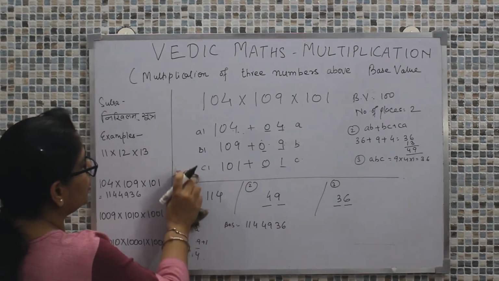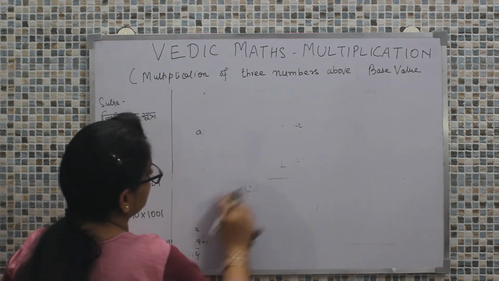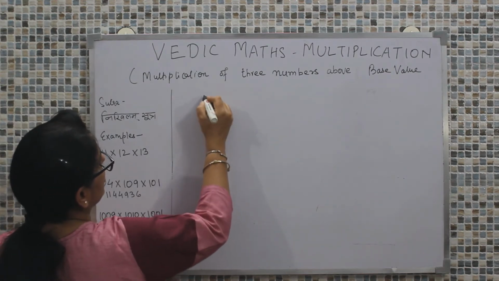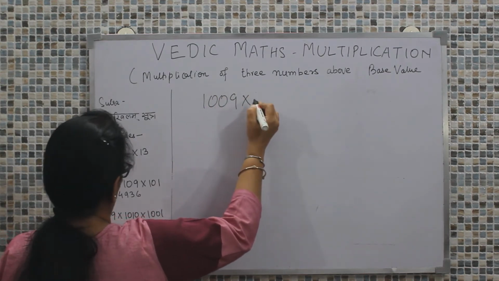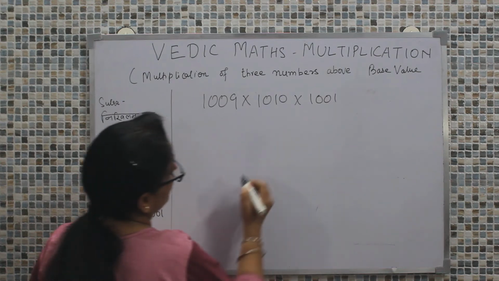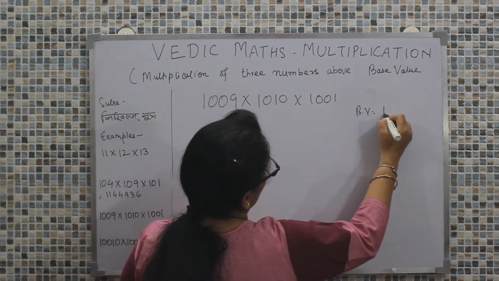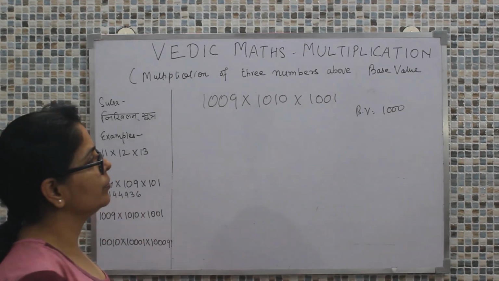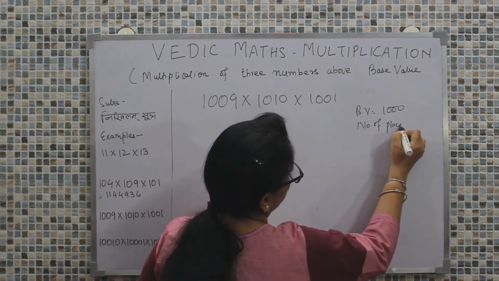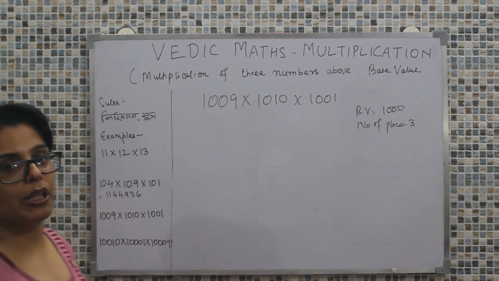Let's take up the third example. We have the third example as 1009 into 1010 into 1001. Look into the nature of the numbers. All the numbers are closest to 1000. Now the number of places, or the number of zeros we need to keep, will depend upon how many zeros we have. We have 3 zeros, it means the number of places will be 3.